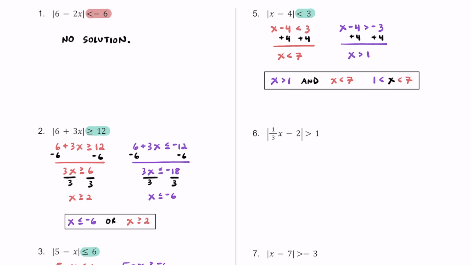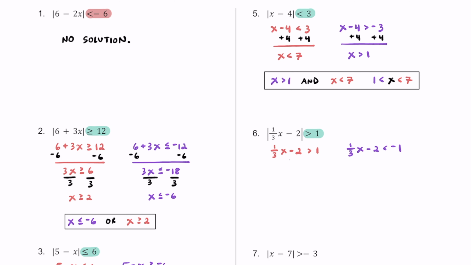For number 6, we have the absolute value of 1/3 x minus 2 is greater than 1. So just checking over here first, I'm sure there's tons of numbers that are greater than 1, so we can get started with splitting this up into two different inequalities. Okay, so no issues there. We have 1/3 x minus 2 greater than 1, that's going to be one of ours. The other one is going to be 1/3 x minus 2 less than -1. So these are going to be our two split up inequalities to solve.